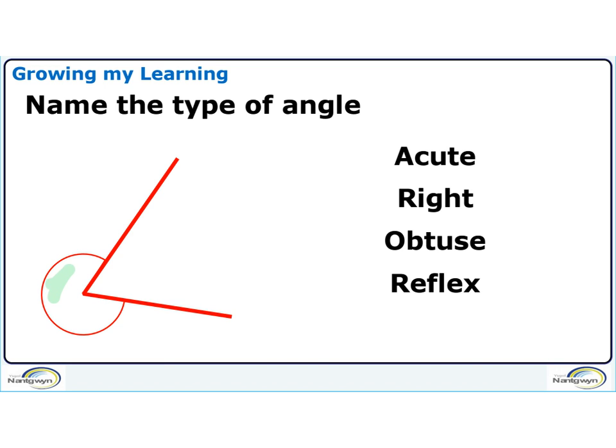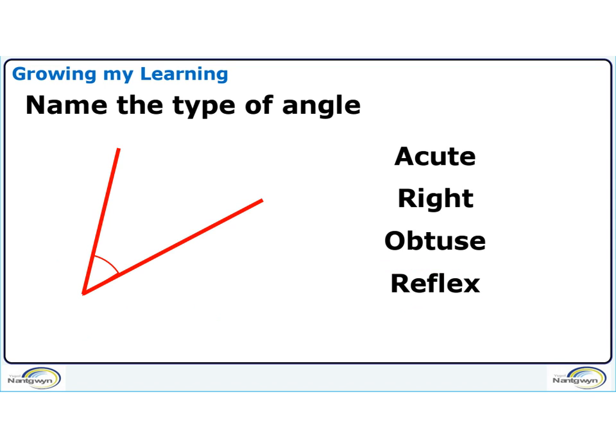Again, we're looking for this angle outside. And as I said previously, if ever you're looking for the angle that's on the outside, it has to be a reflex angle. So, there's a few here for you to have a go at. Pause the video, try and work it out, and then come back for the answer.